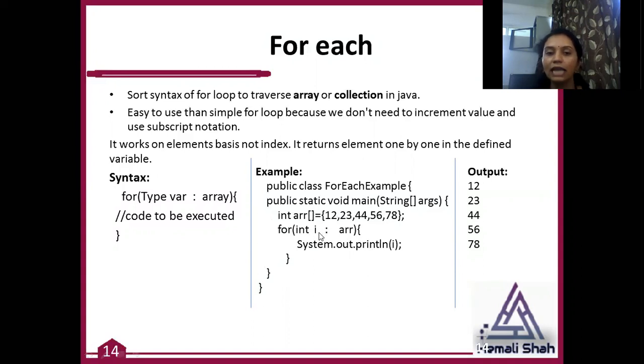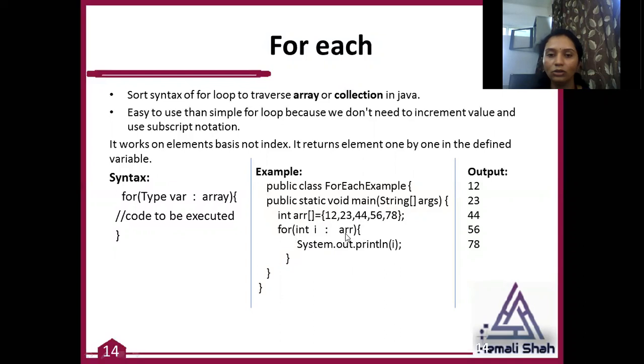This i is an element variable which will store the value 12 first. Then in the second iteration it automatically stores the value 23. In the third iteration it automatically stores the value 4. In the fourth iteration it stores 56. In the fifth iteration it stores 78. This variable works only inside this for loop, because it is a local variable of this for each loop.